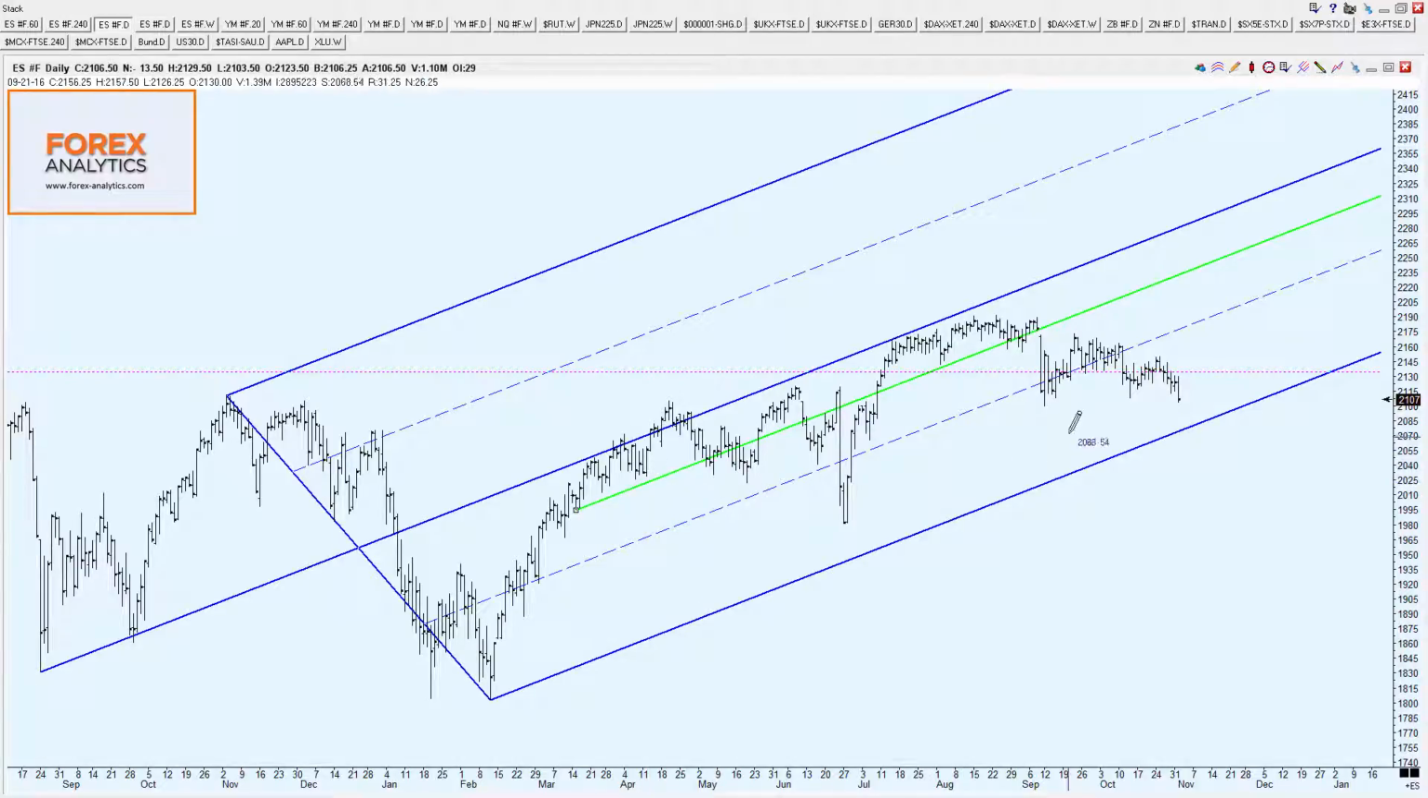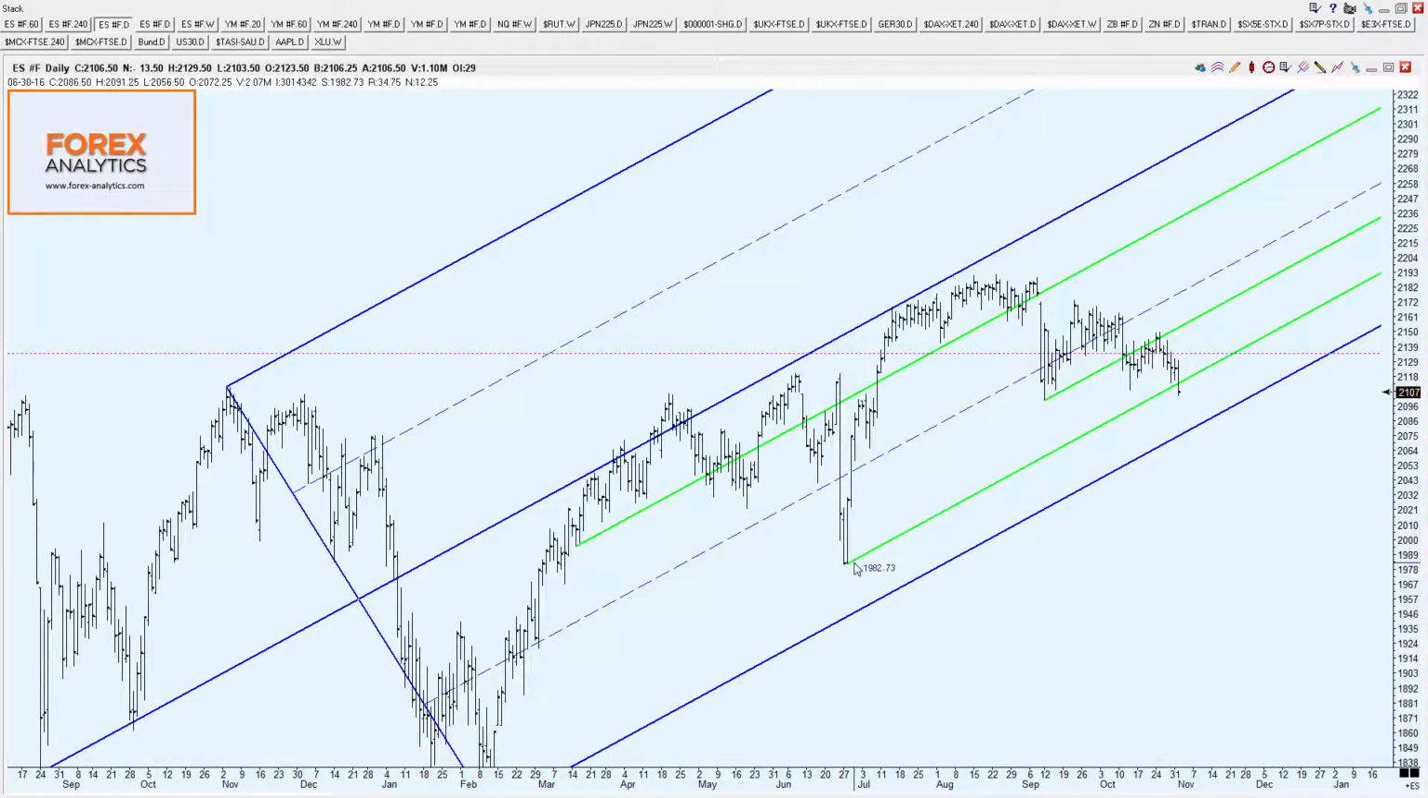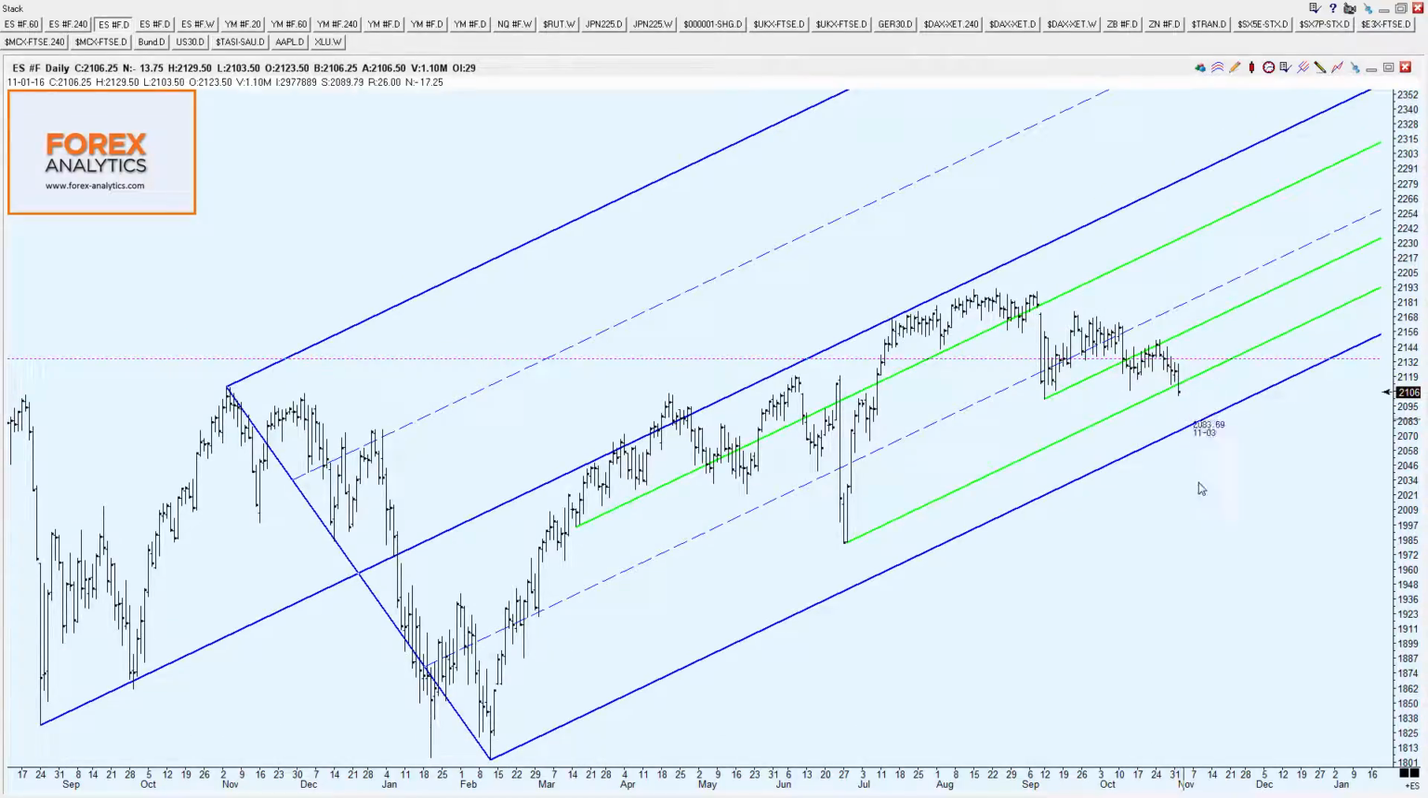Also, let me just draw another one. Just go across here from these lows here. Okay, again you can see the support turning into resistance, and price is very definitely falling away. Again, we've got this big spike down here. We were watching this a couple of days ago. We got a bit of support, we got a bit of a bounce, and today we're actually falling through that. That is not a good sign.